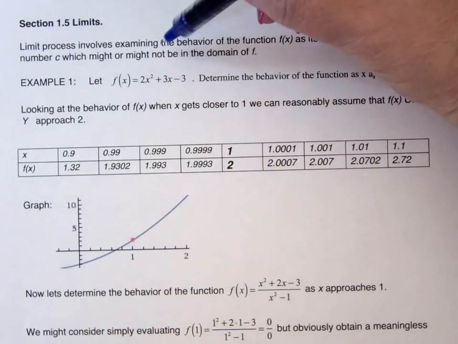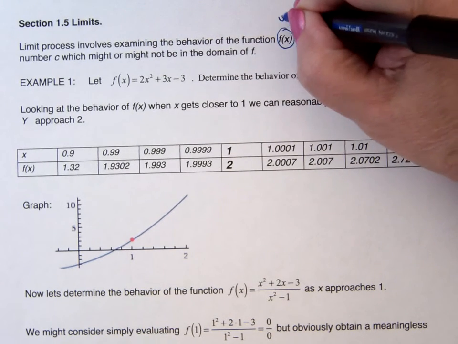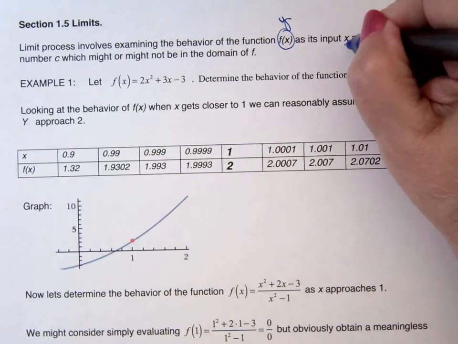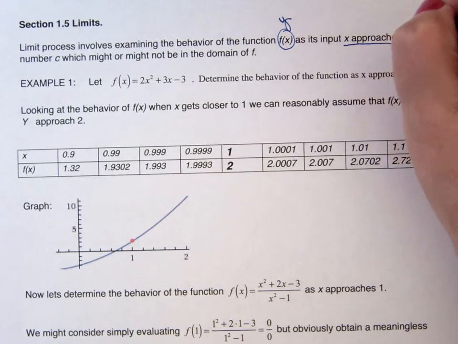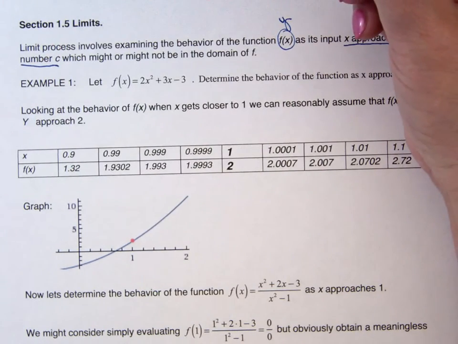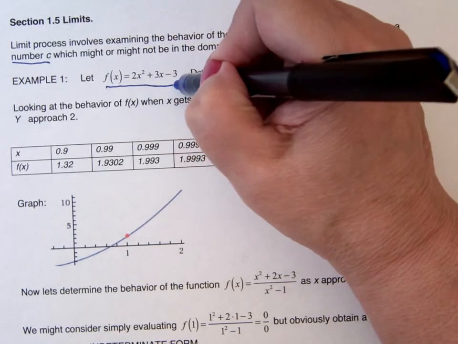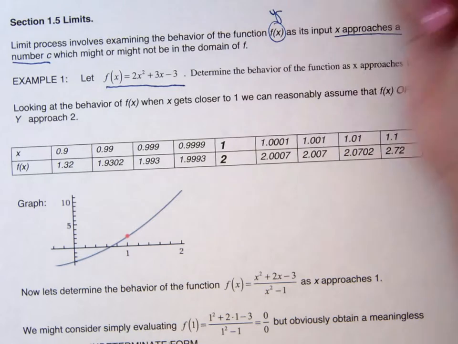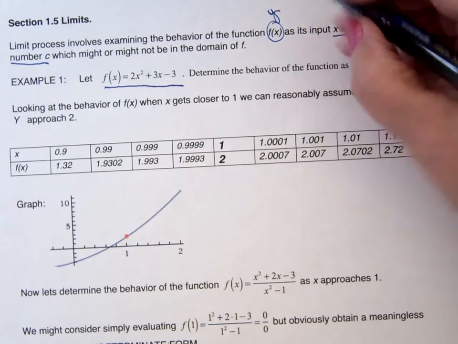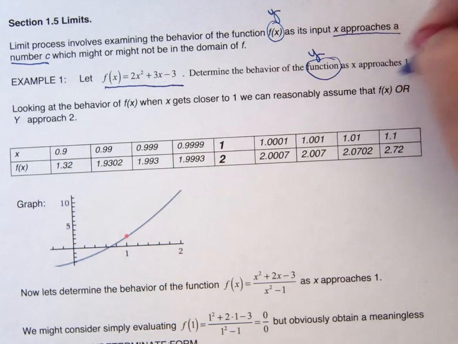The limit process involves describing the behavior of the function f of x, which is just y, as the input value, x, approaches some number c. Now, if I look at this function, f of x equals 2x squared plus 3x minus 3, it says determine the behavior of the function, that's y, as x approaches 1.